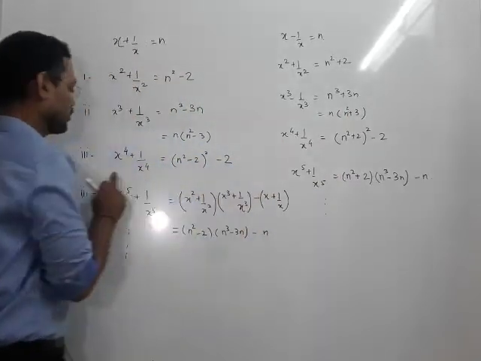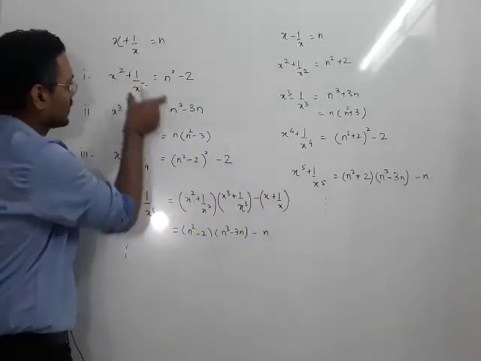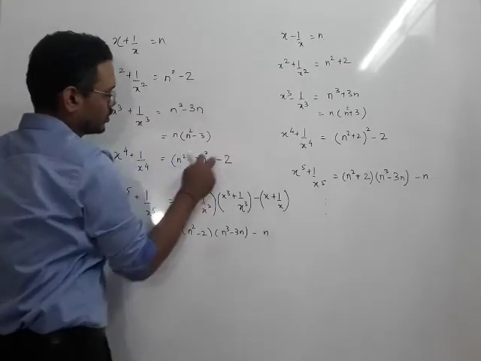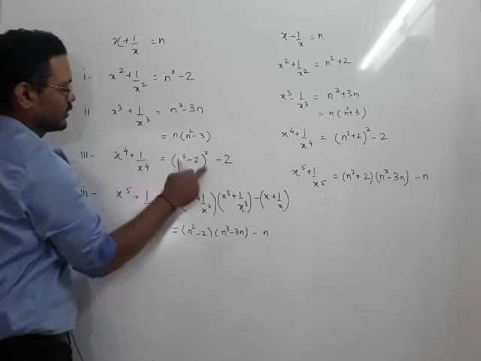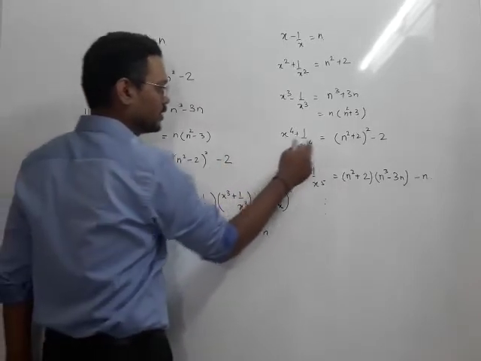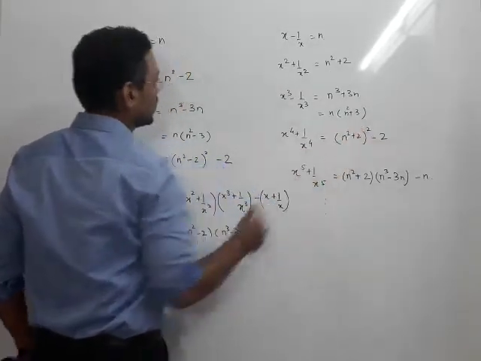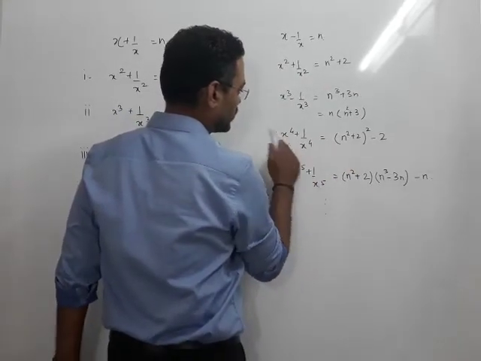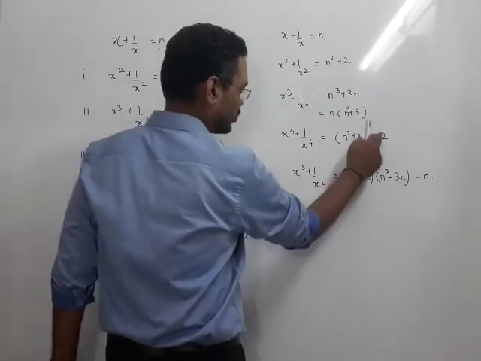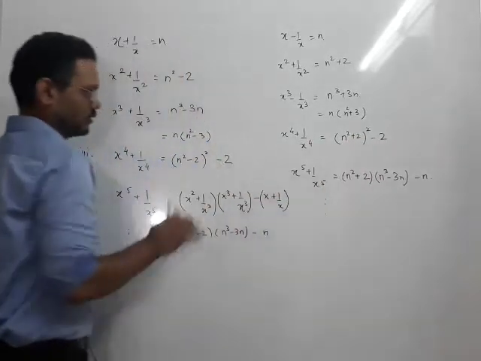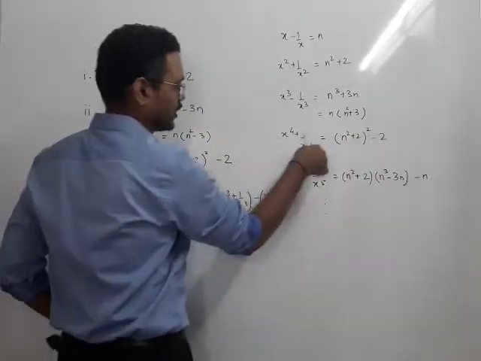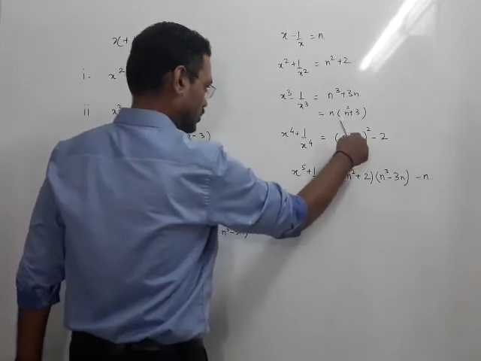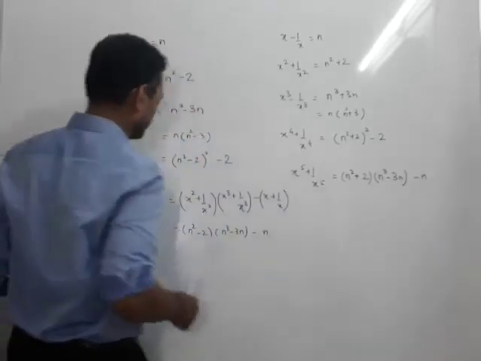Similarly, x raised to 4 plus 1 by x raised to 4 is the expansion of this, square minus 2, same formula that we applied. Similarly here, it will be square, and it will not be minus, this is again an expansion, so it will be minus 2 only. Why? It's a simple logic. It is x plus 1 by x the whole square, so it is nothing else but n square plus 2, the whole square minus 2.